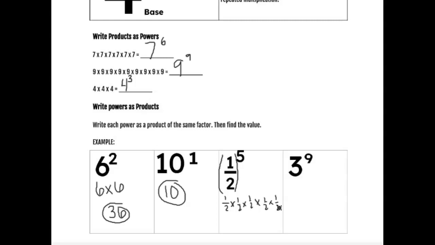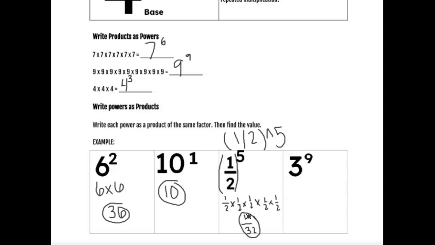So, in your calculator, it should look like open parentheses, 1/2, close parentheses, caret 5. And I get 1 over 32 as my answer.